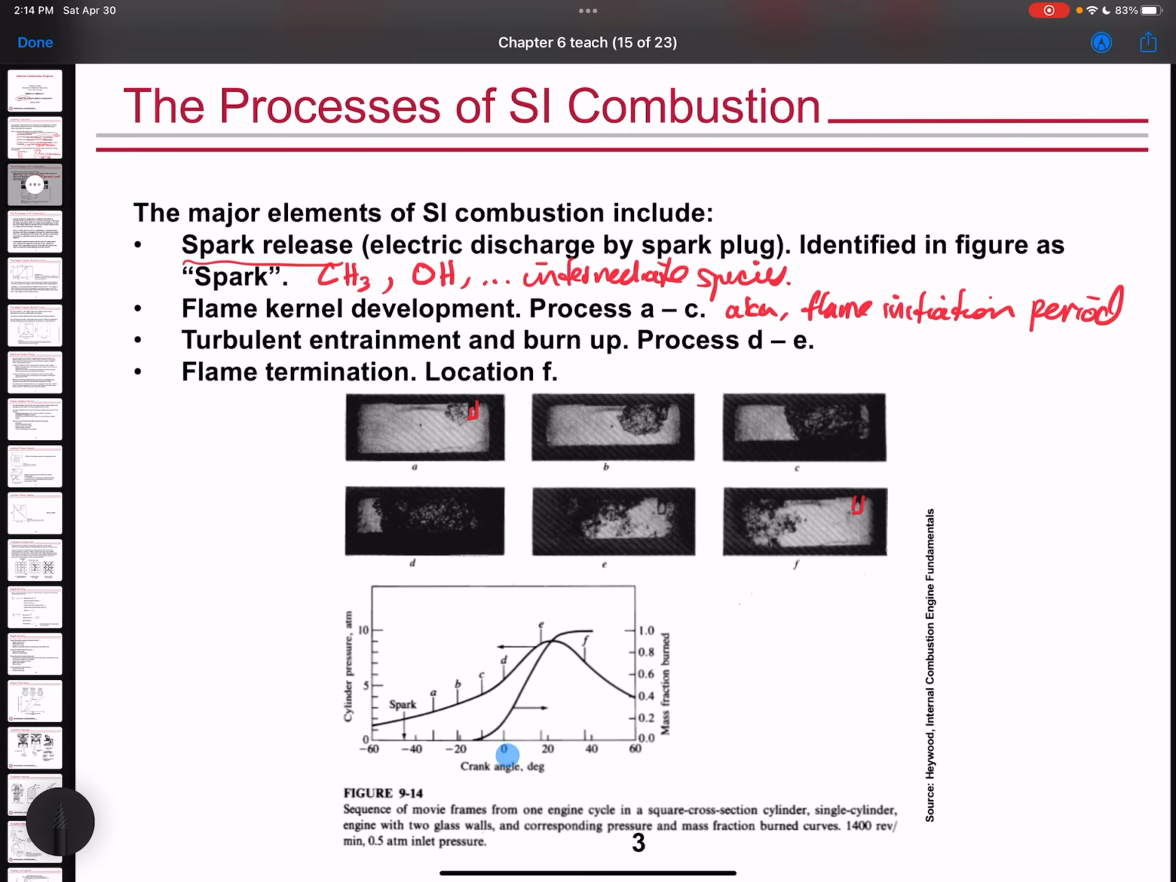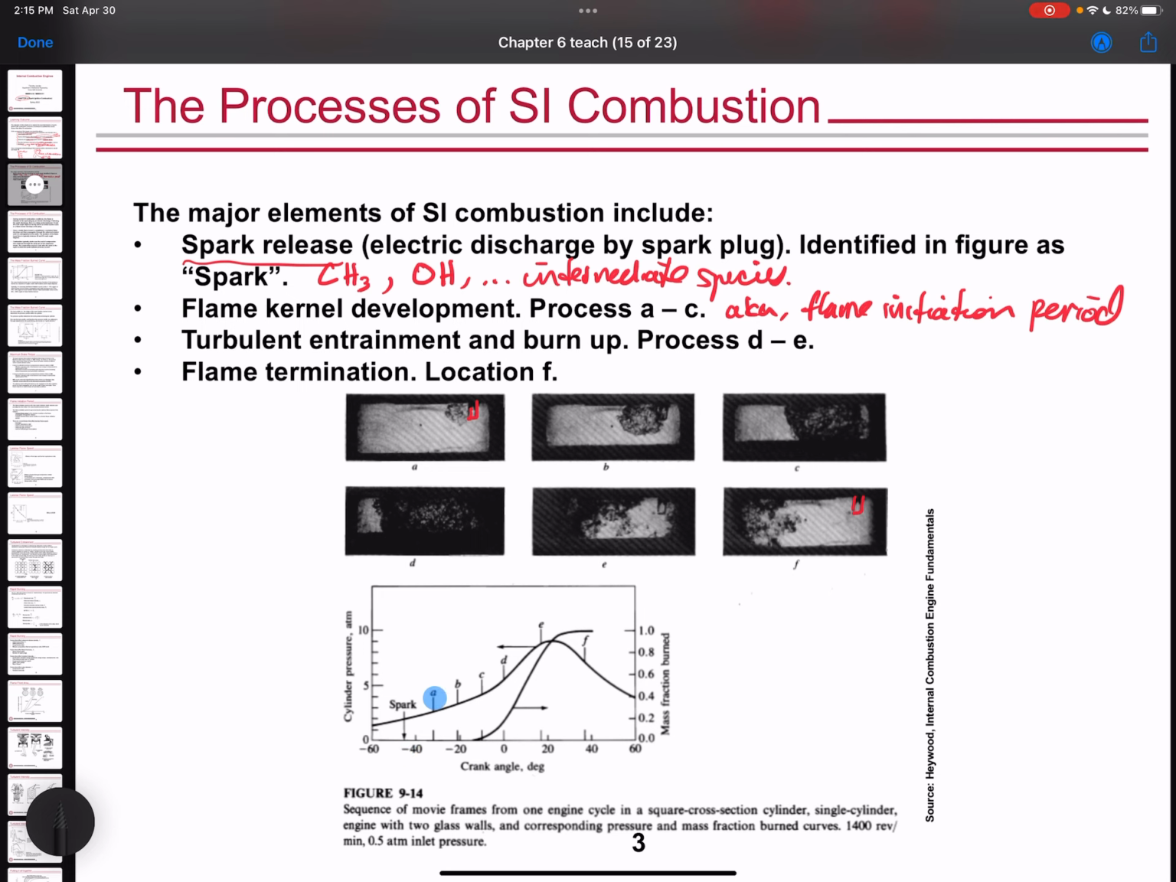And so this curve that you see here is your cylinder pressure versus crank angle curve. There is a second curve on here, which is the mass fraction burn curve. I'll go over the mass fraction burn curve in just a moment after we finish discussing the various images. You'll note that on this cylinder pressure versus crank angle diagram, it's identified where the spark occurs. The spark is released about 45 degrees before top dead center.